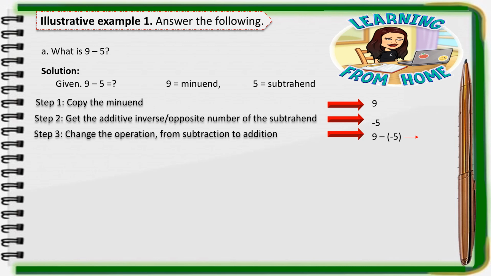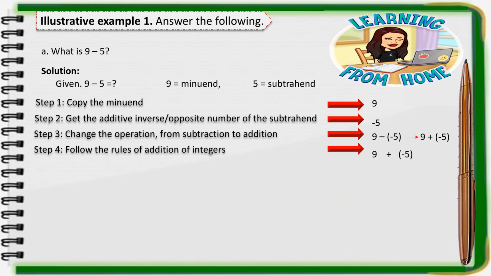Ngayon, palitan natin yung subtraction ng addition. So, magiging 9 plus negative 5. At step number 4, follow the rules of addition. So, ito na ngayon ang ating process for the addition. 9 plus negative 5. Notice that ito ay magkaiba ng sign. So, sundin natin ang rule number 2.